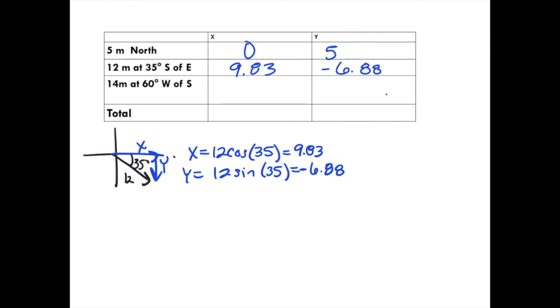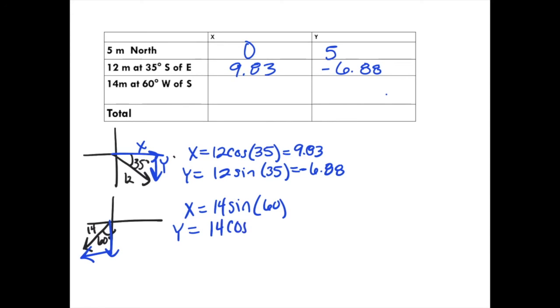So the x component goes in that column, so 9.83, and then negative 6.88 in the y. All right, now you're going to repeat for the next vector. You're going to do the same steps. I'm going to quickly just draw it out. So 14 meters west of south is going to go off like this. It's going to be a hypotenuse of 14, an angle of 60 degrees, and then make that into a triangle. And this time my triangle is oriented a different direction. So now x is going to be 14 sine 60, and then y is going to be 14 cosine 60.